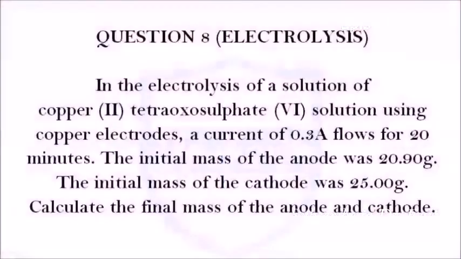which says that in the electrolysis of a solution of copper(II) tetraoxosulfate(VI) using copper electrodes, a current of 0.3 ampere flows for 20 minutes. The initial mass of the anode was 20.90 gram. The initial mass of the cathode was 25 gram. Calculate the final mass of the anode and cathode.